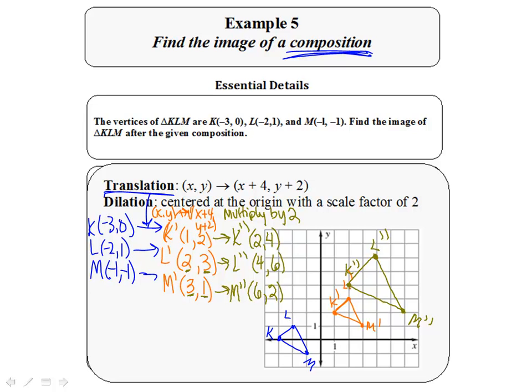So that's how we do a composition. And when we do a dilation, we just multiply by our scale factor. So that is the end of this lesson.